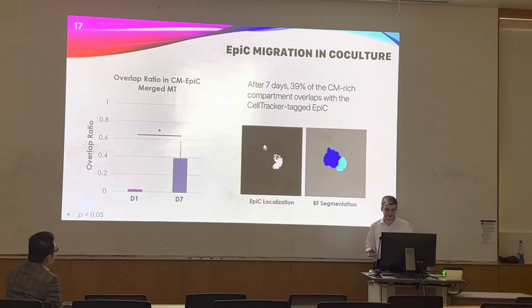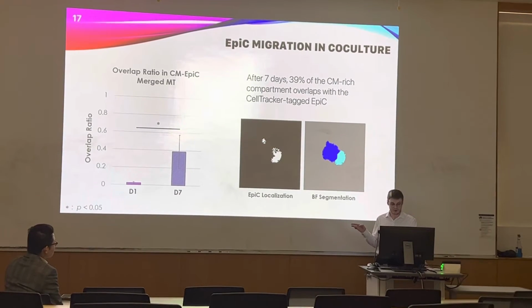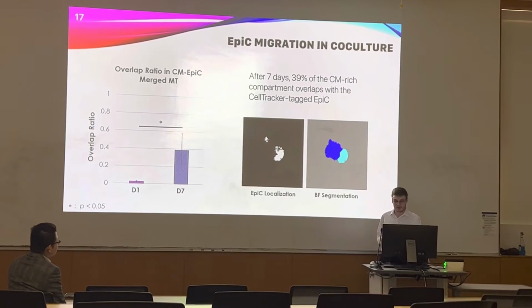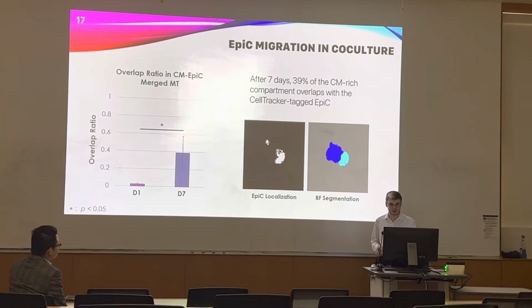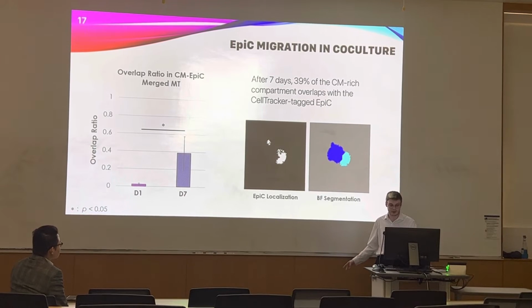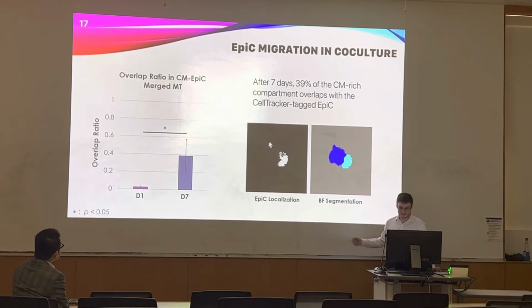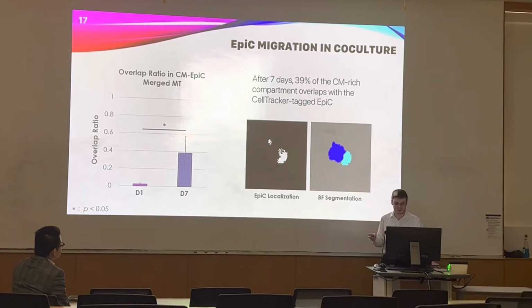In the size analysis, I segmented the bright field image of each microtissue to identify the cardiomyocyte-rich compartment. Using that segmentation, I was able to measure how much the cell tracker tag group overlapped it. What I'm measuring here is where the cell tracker image on the left coincides with the dark blue compartment on the right. We found that by day 7, 39% of the cross-section had been infiltrated by EPICs.